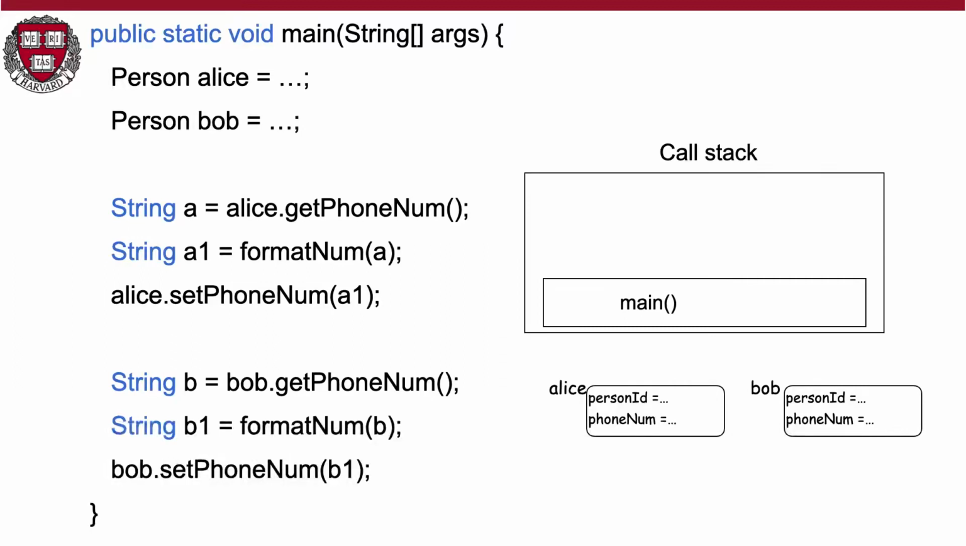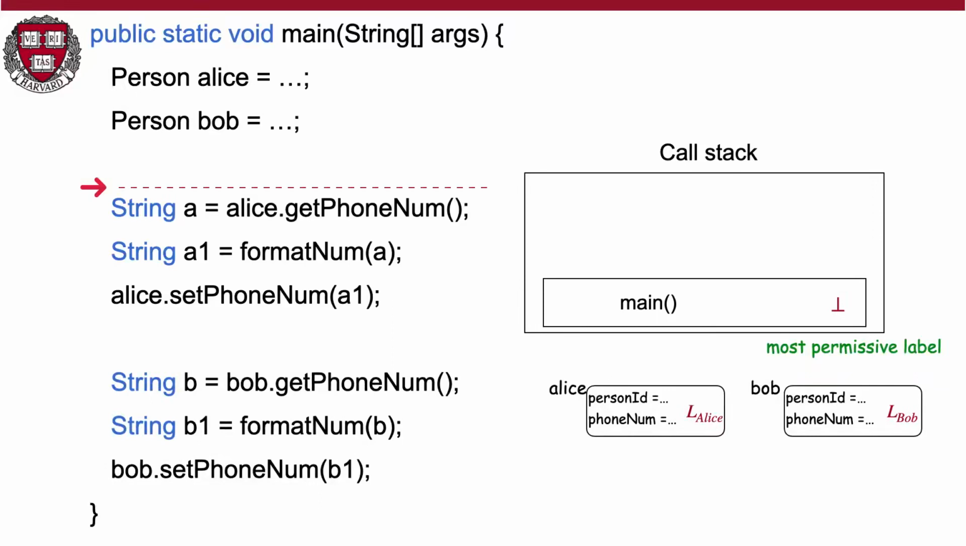A static method formatNumber is used to format Alice and Bob's phone numbers. As shown on the right, the execution of the program starts with a computational container for the main method. Two objects, Alice and Bob, are used in this example. Assume that initially the context label of the main container is bottom, which is the most permissive security label.